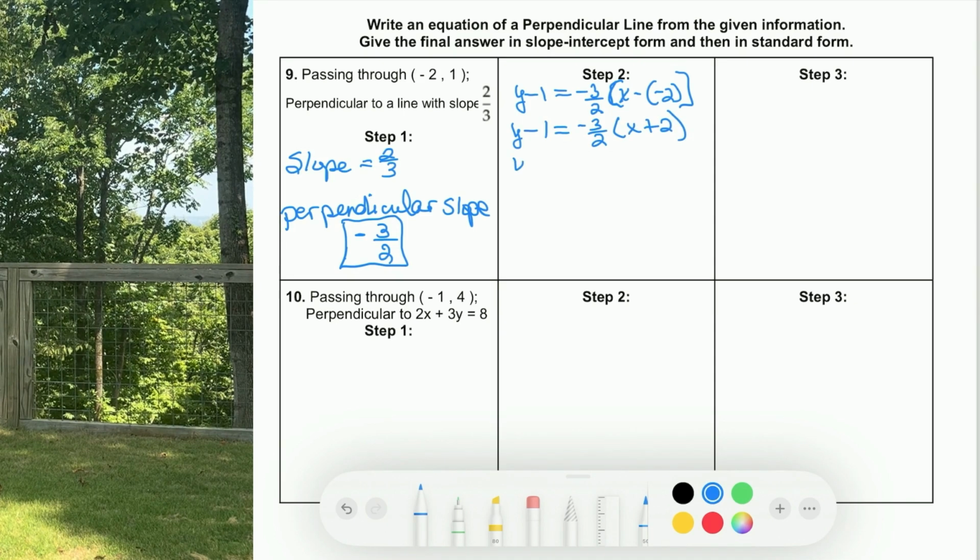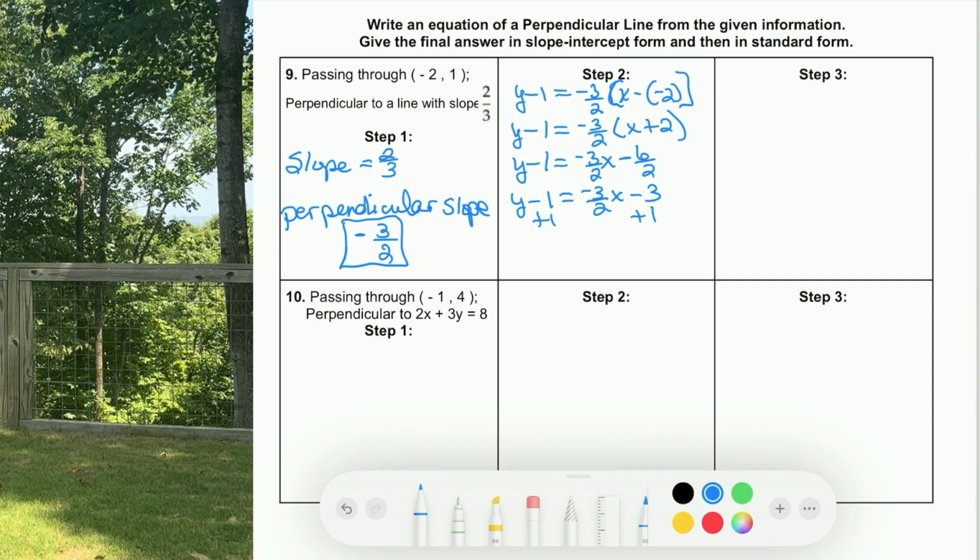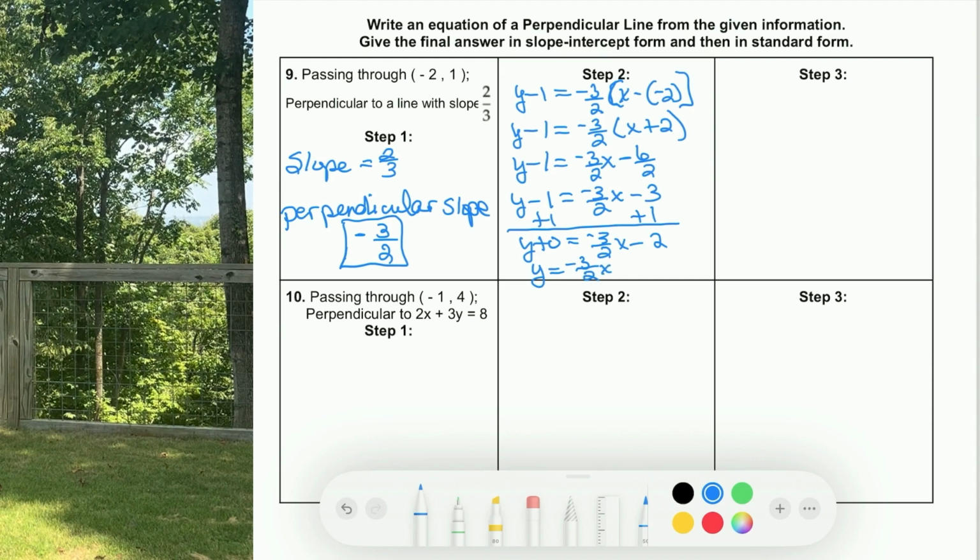Go ahead and distribute. So y minus 1 equals negative 3/2 x. Negative 3 times 2 is a negative 6. So I have a minus 6/2. That will reduce to minus 3. Now I will add my 1 to both sides. And I get y plus 0 equals negative 3/2 x minus 2. So y equals negative 3/2 x minus 2. This is our second line that is perpendicular to the first line.